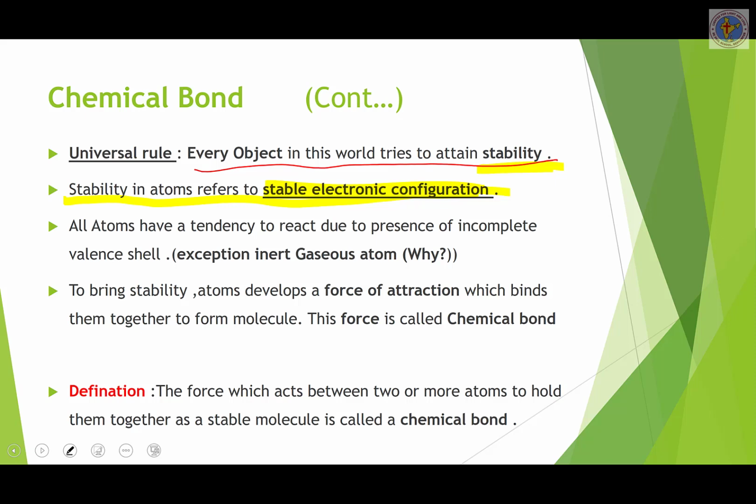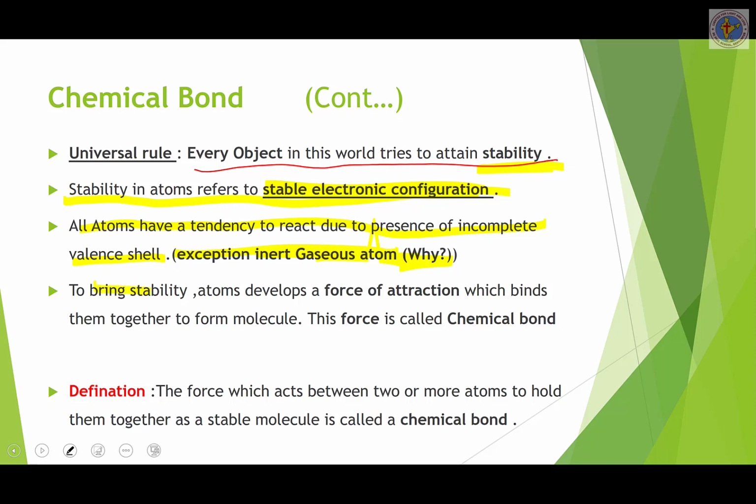All atoms have a tendency to react due to the presence of incomplete valence shell. As we know, if they do not have 8 electrons in their outermost shell, then definitely they are going to take part in chemical reaction. The exception is inert gas atoms. Why? Because they have 8 electrons in their outermost shell, hence they do not take part in any chemical reaction.